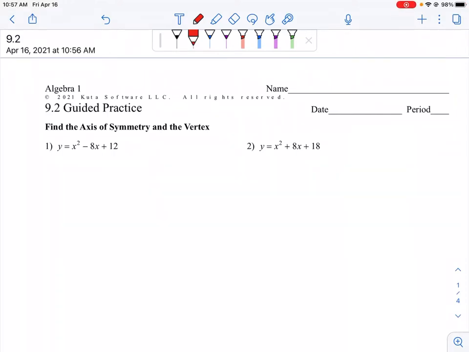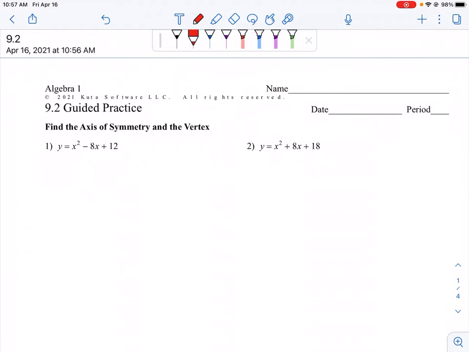We're going to take a look at 9.2. It's a little bit of a step backwards from what we were doing in 9.1. In 9.1, we found the axis of symmetry using our formula negative b over 2a, and then we found 5 points. We used our axis of symmetry to help guide the 5 points that we would use on our table. We're going to kind of step backwards from that.